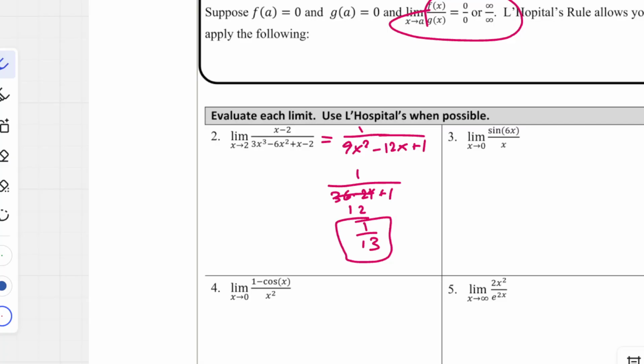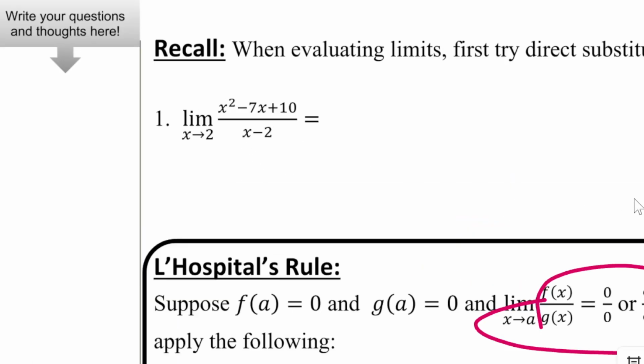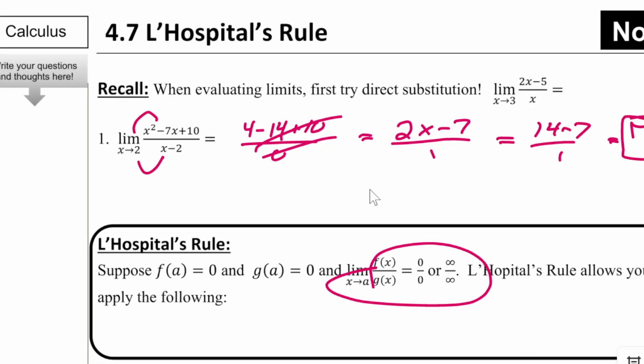I guess I skipped number 1. So you're supposed to plug in 2 into both and see if you get 0 over 0. So let's see, we get 4 minus 14 plus 10 over 0. It does look like 0 over 0. So then I take the derivative, 1, and then I plug in 2. So I get 14 minus 7 over 1. So 7. Oops, I got cut off.